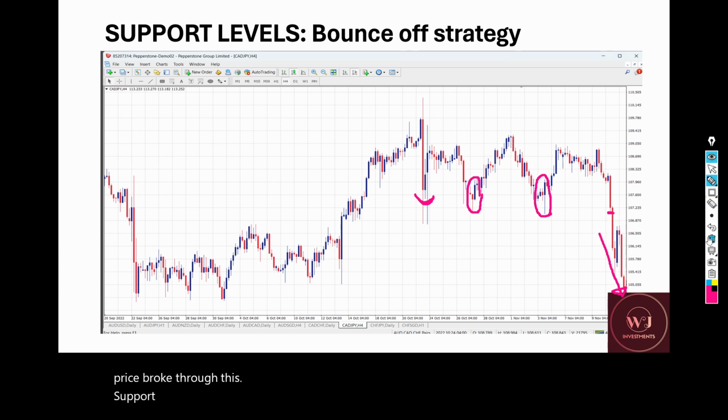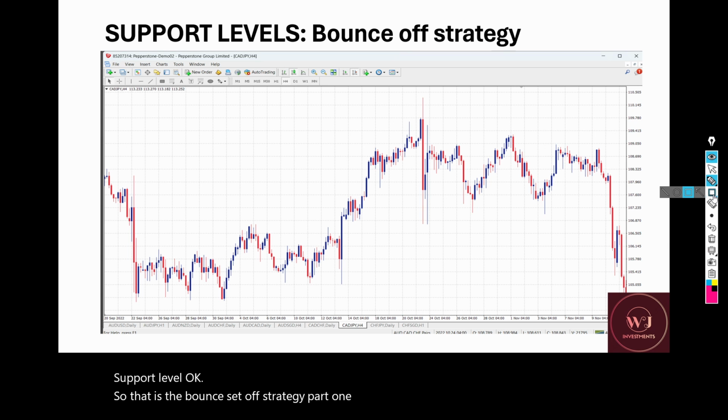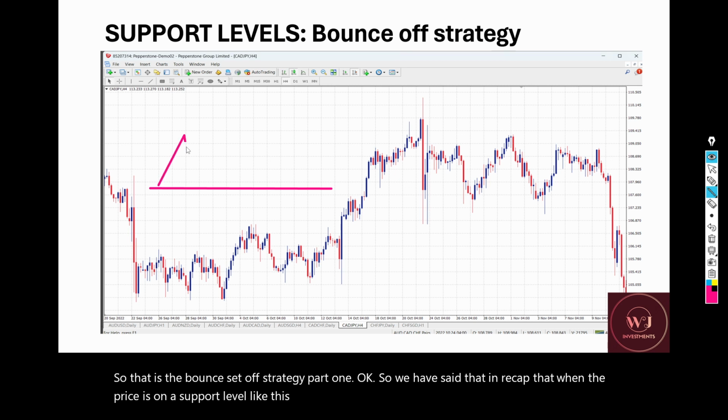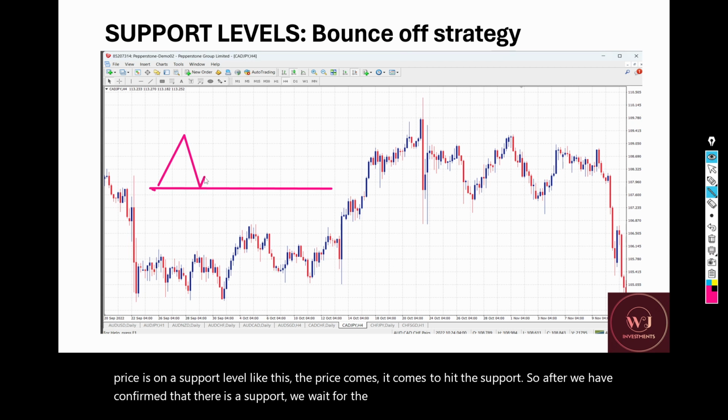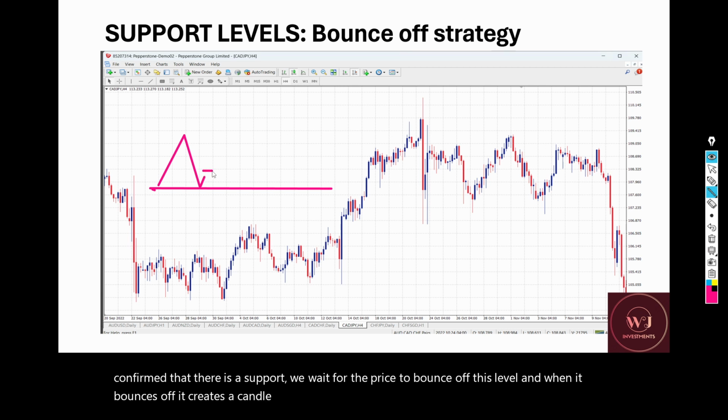Okay, so that is the bounce off strategy part 1. Okay, so in recap, when the price is on a support level like this, the price comes to hit the support. After we have confirmed that here there is a support, we wait for the price to bounce off this level, and when it bounces off, it creates a candlestick pattern. So we make our entry above the candlestick pattern and then catch the wave up.